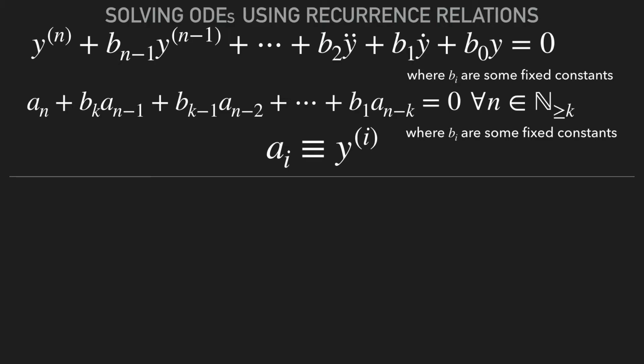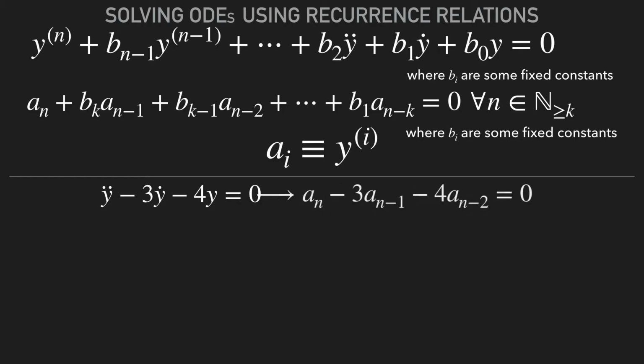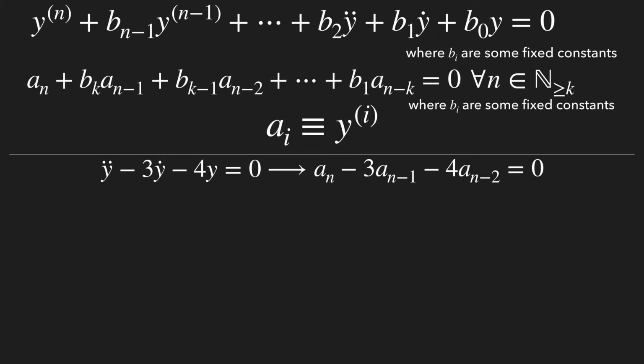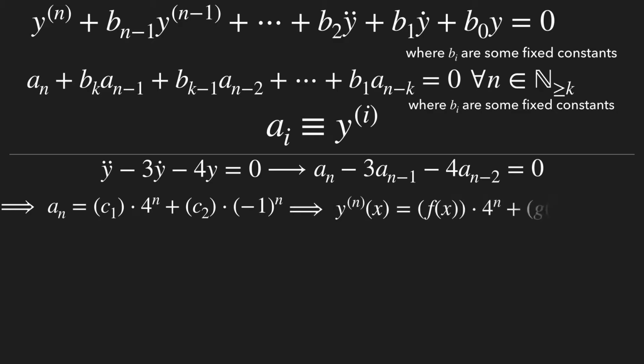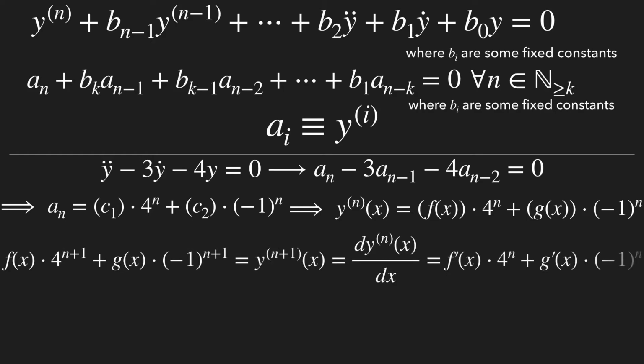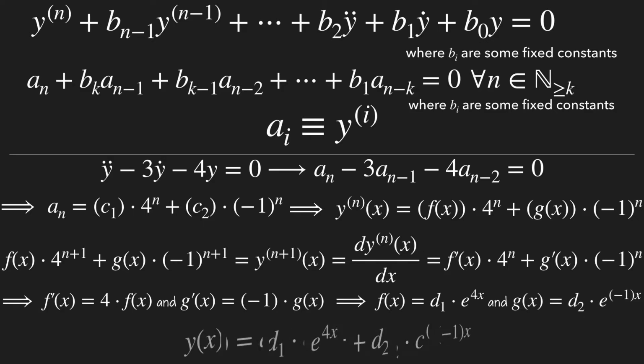For example, but we already know the solution for this sequence, so we can use this result, noting that C1 and C2 are constants with respect to n and not x, so we must let them be functions f and g of x. And we use the condition that each successive term of this sequence is the derivative of the previous one, and compare the equations to get f and g, and ultimately y.